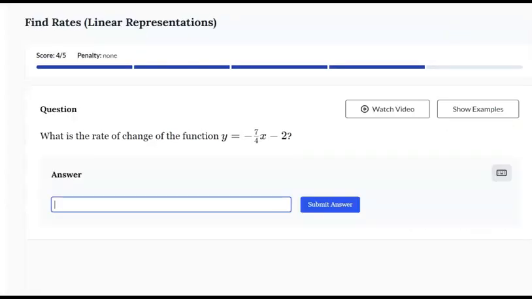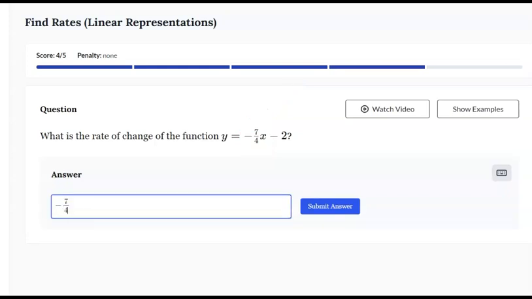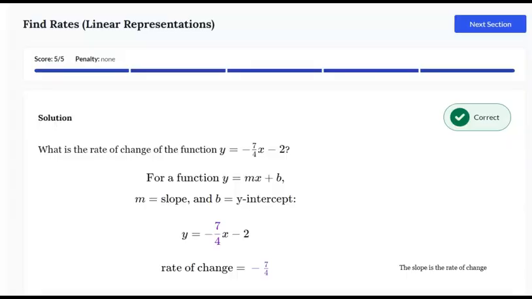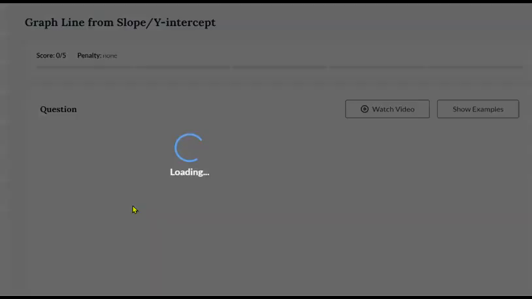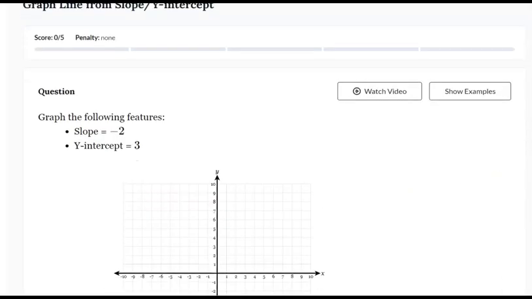Again, for equations written in y equals form, you find the x, you find the coefficient, you have found your rate of change. For us, it's -7/4. All right, let's move on to the next section. This time we'll practice graphing a line using that y equals mx plus b sentence. So graphing a line from slopes and y-intercepts.